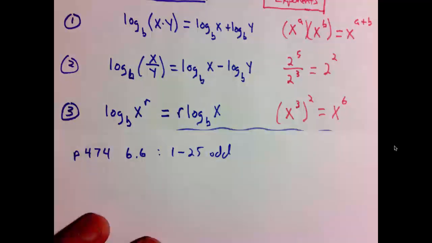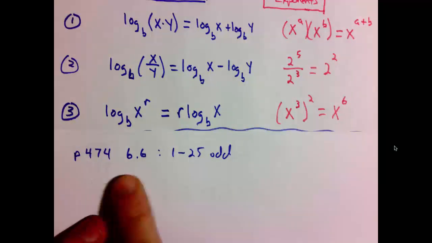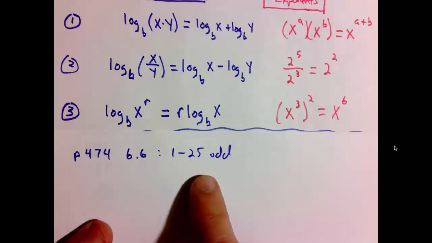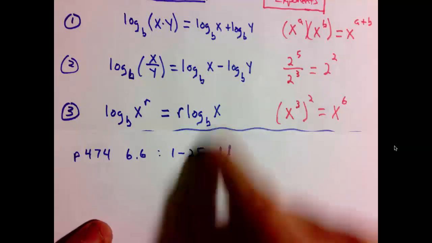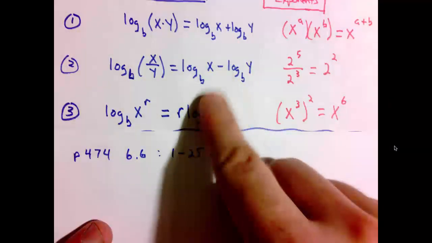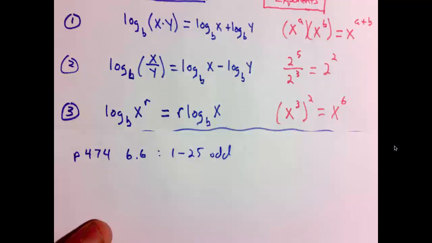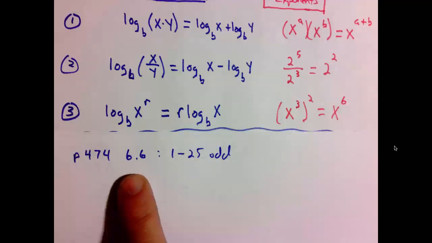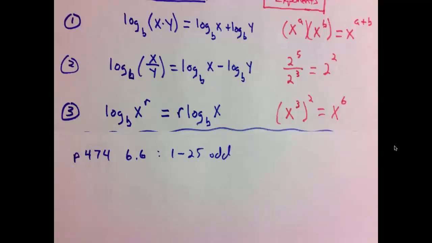Okay, in this video we're going to be looking at page 474, section 6.6, problems 1 through 25 odd. But we're going to greatly employ the properties of logarithms that we saw in the previous chapter. Certainly watch the previous video, the video for 6.4, before you look at this. There won't be any new notes per se. We're just going to employ those properties.